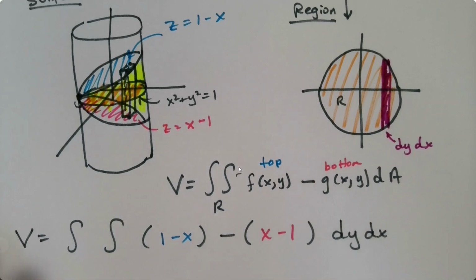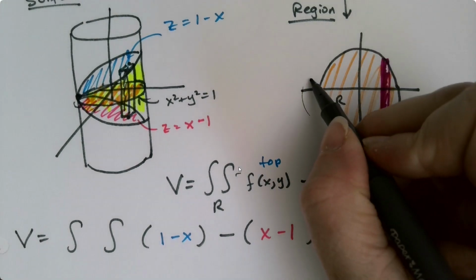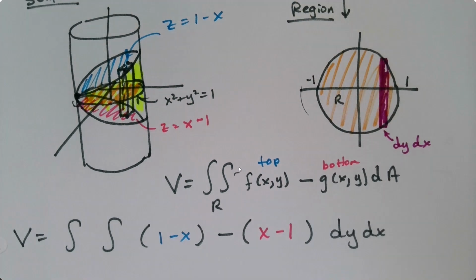Right, so if you don't have a care, then generally you go with dy dx. Now, why is that? Well, it's for the limits of integration. So we know this is a circle of radius 1, right? So we know this is -1 over here and this is +1 over here.